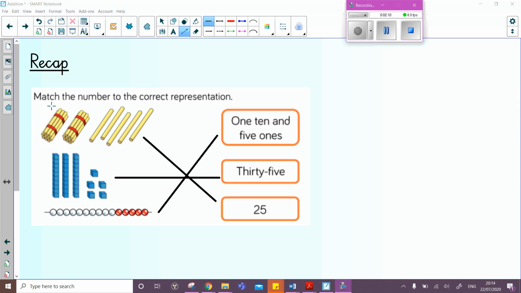And then here we've got our 10, 20, 21, 22, 23, 24, 25, because this is 1, but 10 of these makes 1 lot of 10, and we have 2 lots of 10 here. So well done if you managed to match those number representations.